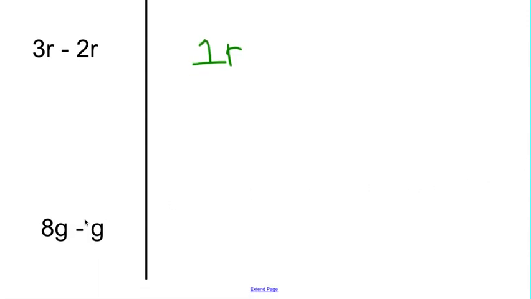So this one is telling me 3r's minus 2r's. If I had 3 of something and I subtracted 2 of something, I am left with 1 of that something. And in this case, it's an r. 3r's minus 2r's is 1r. Remember what I said about that little magical number, 1. If I don't see anything here, it has a magical 1. So this is telling me I have 8g's minus 1g. 8g's minus 1g is 7g. That's it. That's your answer. Just subtract them.